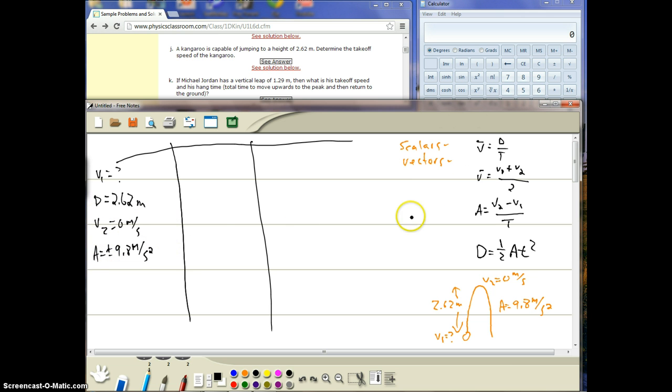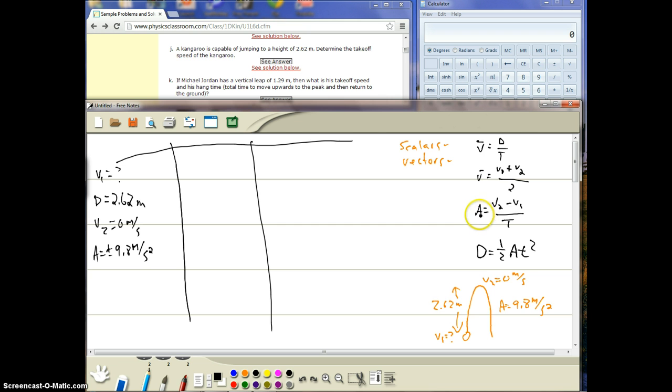Okay, but looking at this information, I can't solve for the initial velocity using average velocity, because to find average velocity I don't have a distance and a time. And I'm going to need average velocity to find the initial velocity, because the only other thing I have is the final velocity. So this one doesn't work. I've got to find time, and I can't find time here because I don't have an average velocity. So these two are out of the question.